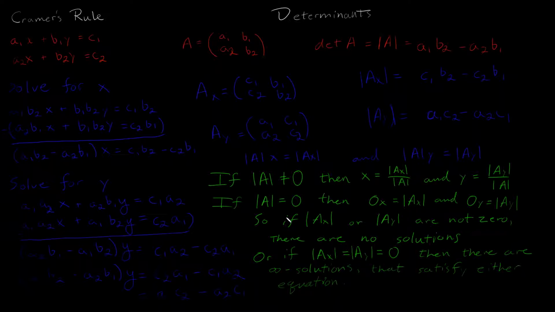So there you have it. That's Cramer's rule from as intuitive of a standpoint as I can give you, which is it's just solve it for x, solve it for y, and see what you have. And determinants are a convenient language to write down that solution.